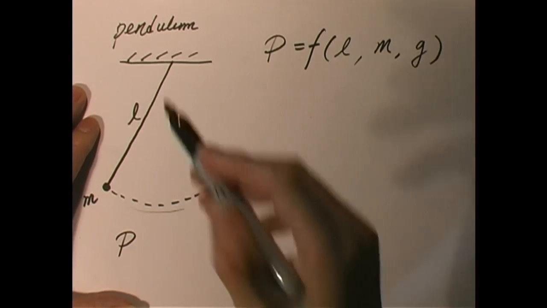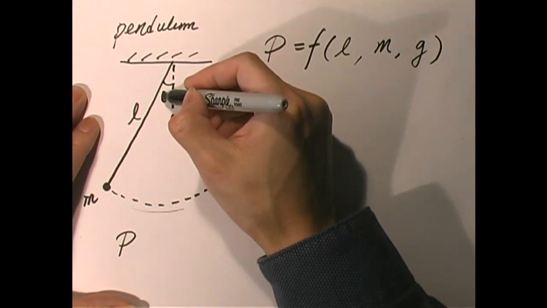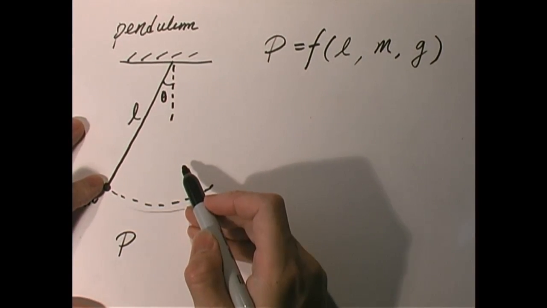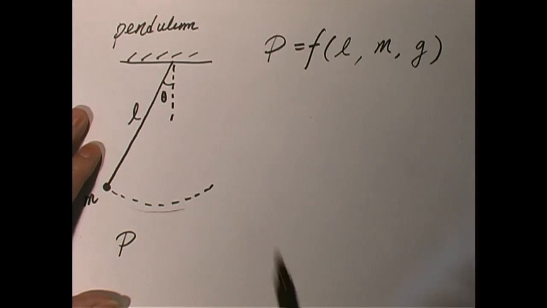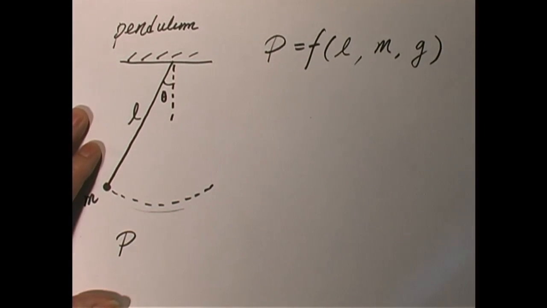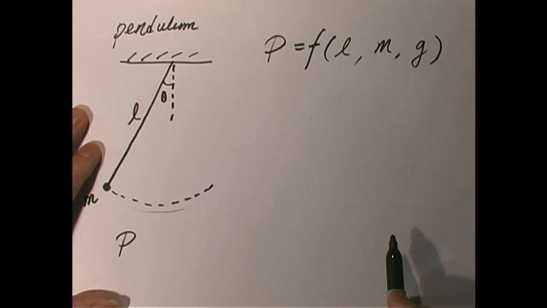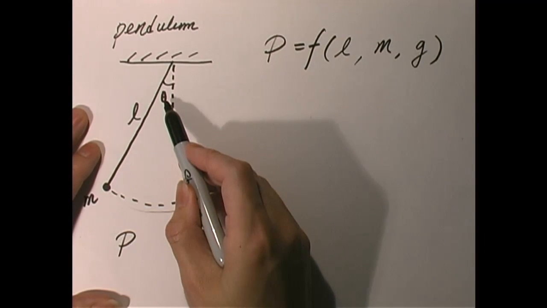Well, to be precise, there's another quantity which also comes into play, and that is this angle theta. You pull it to one side. Do you pull it by 10 degrees, 40 degrees, 50 degrees, whatever? In principle, that makes a difference as well. But the problem is, if P depends on theta as well, then our bet is off. We cannot use dimensional analysis anymore. What's the problem? The problem is, what is the dimension of theta?